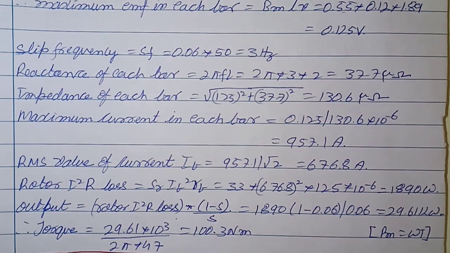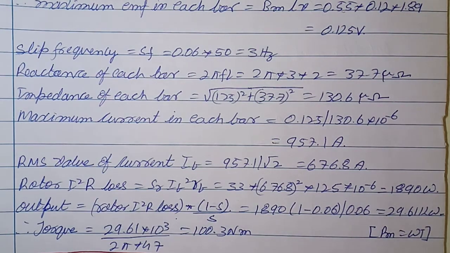So the maximum current in each bar will be 0.125 divided by 130.6 into 10 raised to minus 6. It is nothing but I is equal to V by R, or here it is V by Z, which is equal to 957.1 ampere. So the RMS value of the current IB is 957.1 by root 2. So these are the maximum and the RMS values of the bar current.